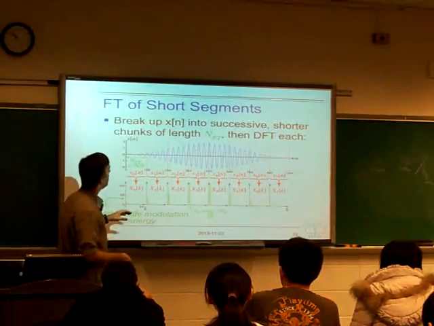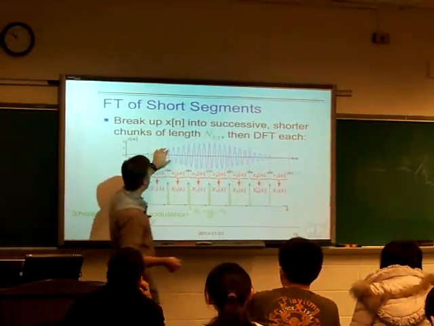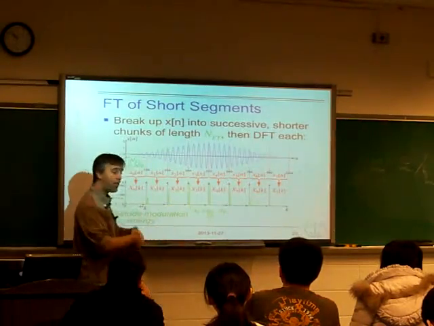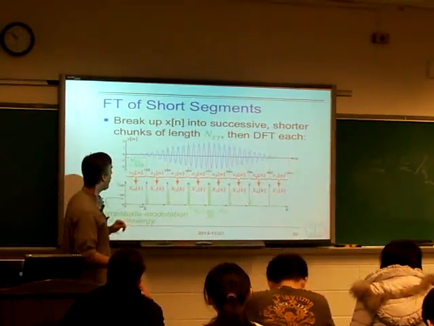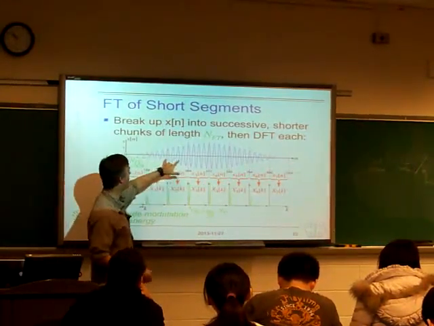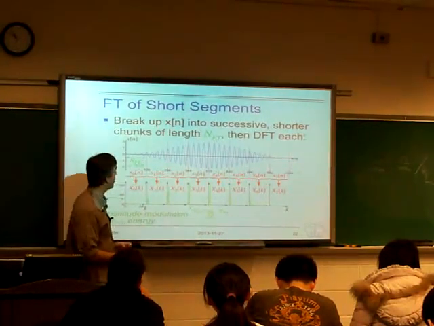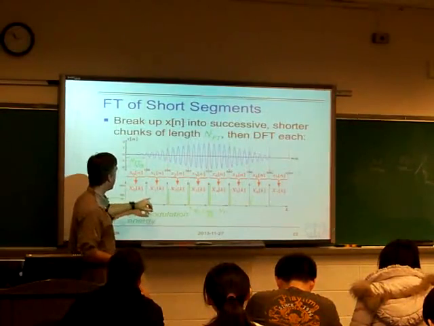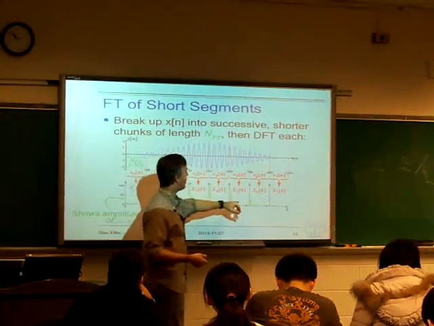So here is what I'm talking about. We have our long modulated carrier here. But instead of taking a single FFT of the whole thing, we're going to chop it up into, in this case, 8 shorter sequences and take the Fourier transform of each one of those. And so we end up with 8 individual Fourier transforms here.